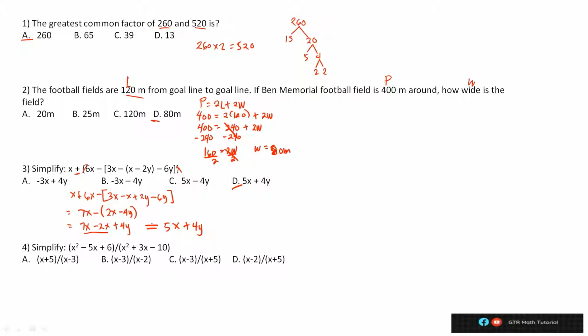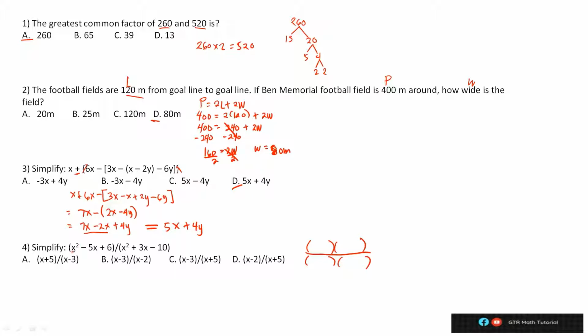Okay, so next, number 4. Simplify x squared minus 5x plus 6 divided by x squared plus 3x minus 10. So, what we will do here is simple factoring. So, x squared minus 5x plus 6. We just factor this. It's a trinomial, right? So, by trial and error. The denominator, likewise, by trial and error. So, let's simplify that.